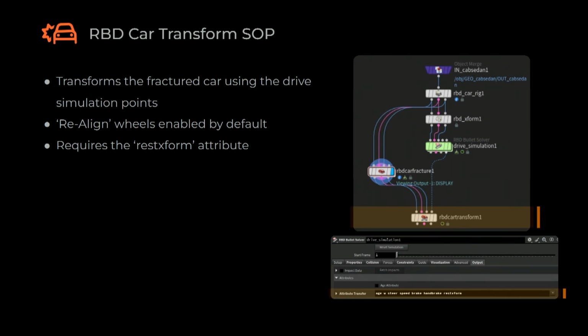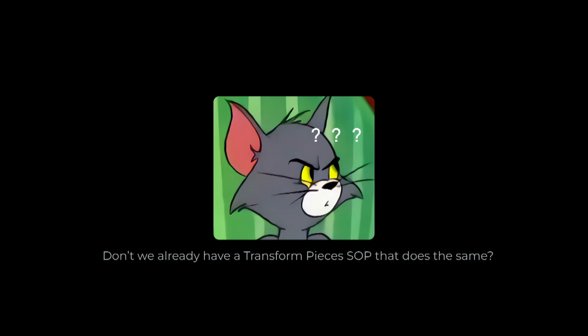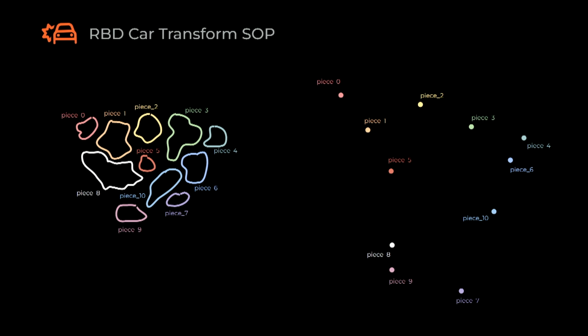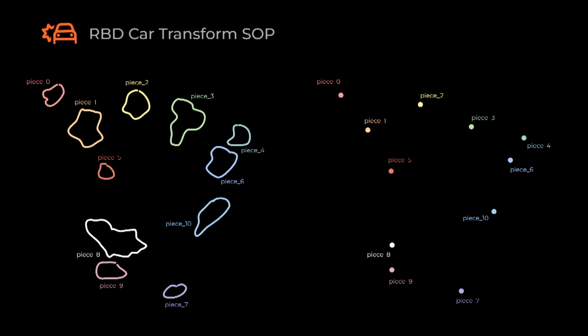So Tom in the audience is like, hey, well, we already have a transform pieces sub that does the same. Why do I need another one? Well, you're right to ask that, Tom, but let's see what the transform pieces sub does on a basic level. You have different pieces with unique names. You have the same number of points with corresponding names. So when using the transform pieces sub, you have points that are moving, your pieces move the same way because it has the same name.